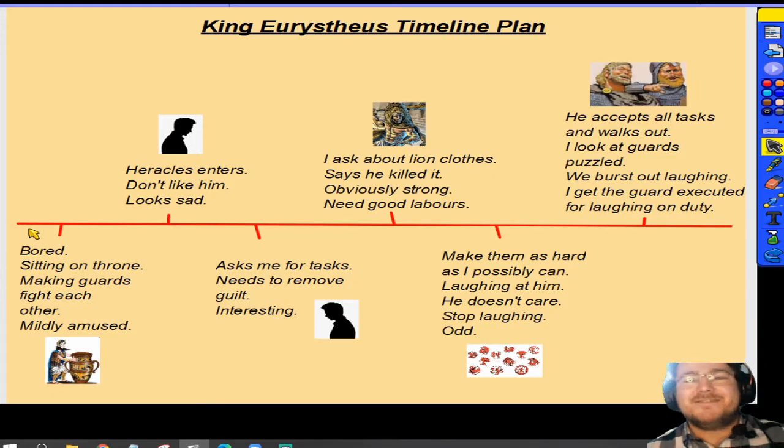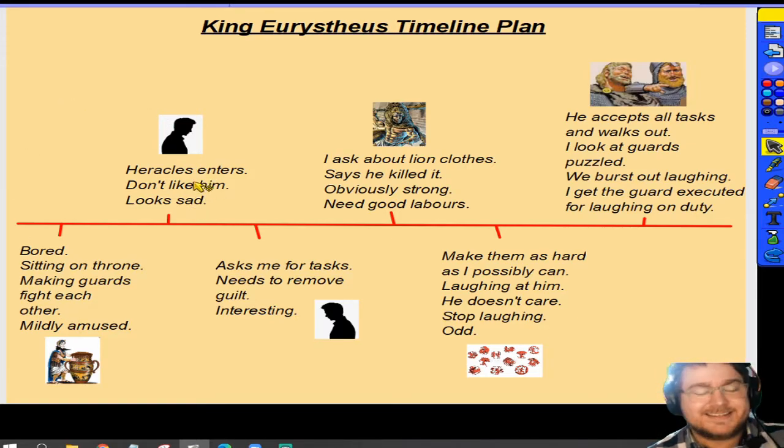Who cares? Unless something interesting happens as you're getting out of bed, you don't need to write about it. So I started, bang, like every other day: bored, sitting on throne. I'm making the guards fight each other. I'm mildly amused. I've added that because what would he be doing? This bored king wouldn't just be sitting there staring at the wall. No, he'd be trying to entertain himself. So he's making the guards fight each other. That's evil. What a mean thing to do. That's perfect for this character.